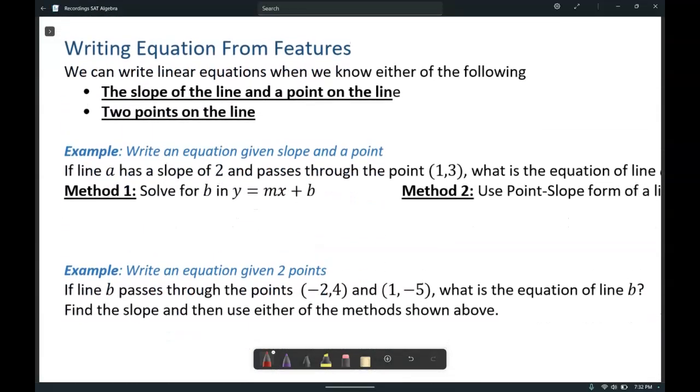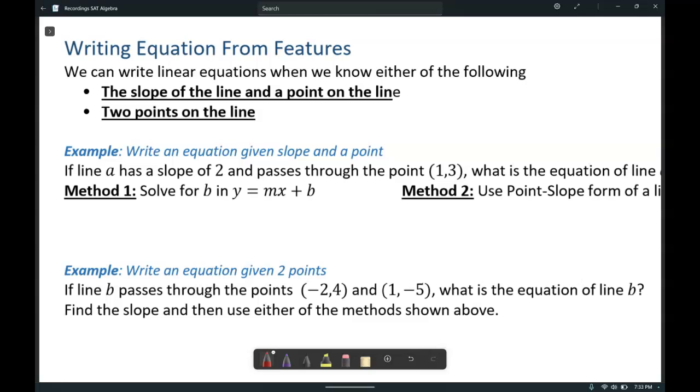Next, we'll look at going in the other direction, and we want to write an equation given specific features of our line. If we know either the slope of the line and a point, or 2 points on the line, we can write a linear equation. If we know 2 points of the line, we can find the slope, and what we really need for the equation is specifically a slope and a point.